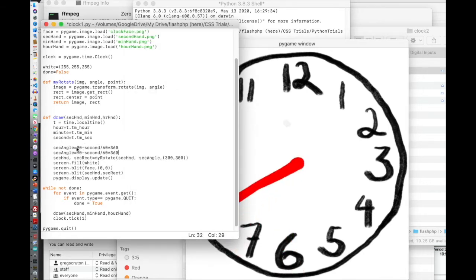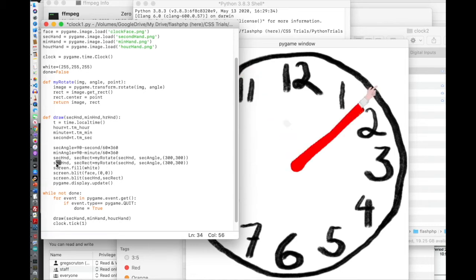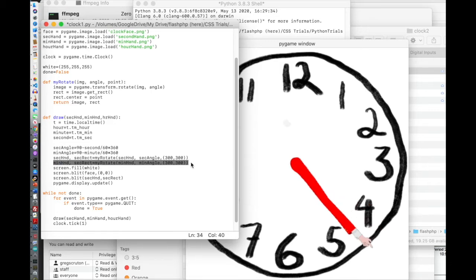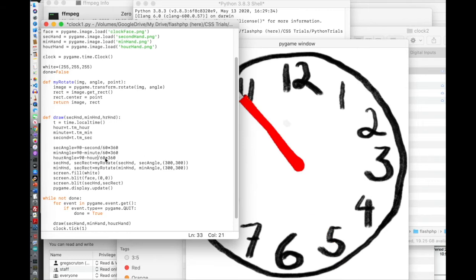I'm going to make a minute angle. It's going to be 90, take away the minutes, and there's 60 minutes in an hour, and then times 360, so that should do that. For our minute hand, and our minute angle, and centered at 300, 300, and the hour hand. Let's do that. The hour angle, how many hours in a day? There are 12 hours in one rotation of the clock, so divided by 12.